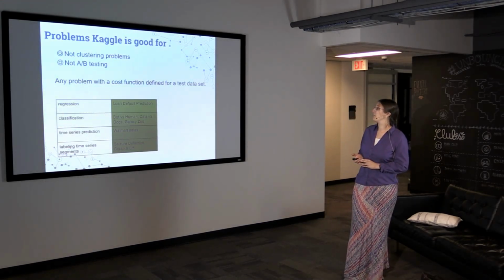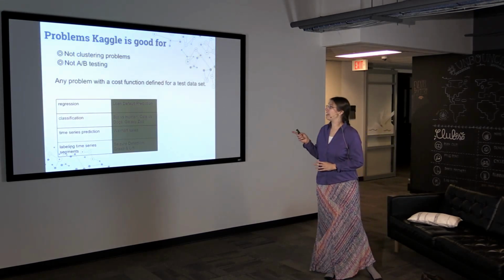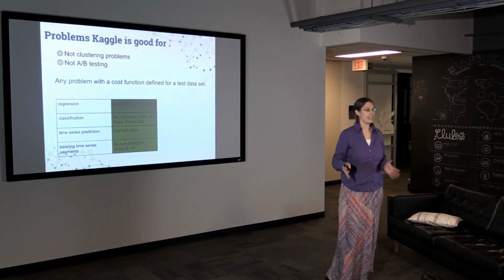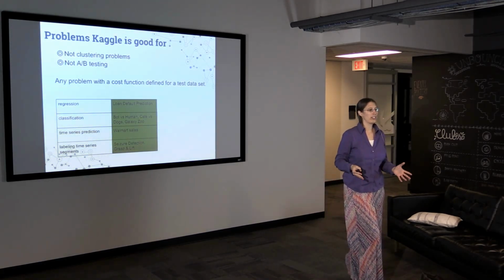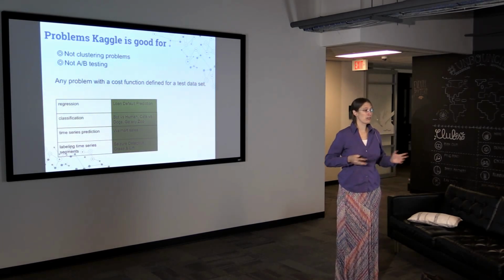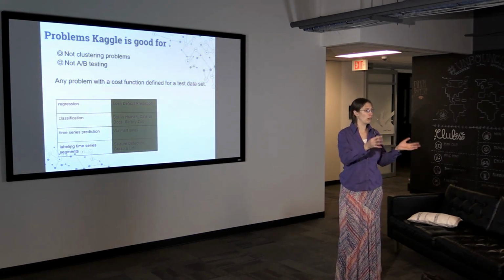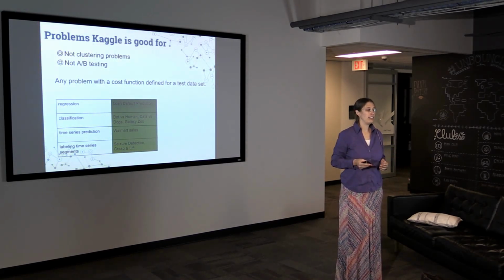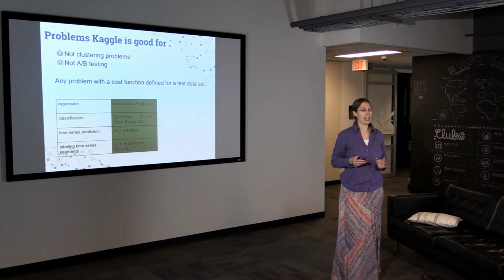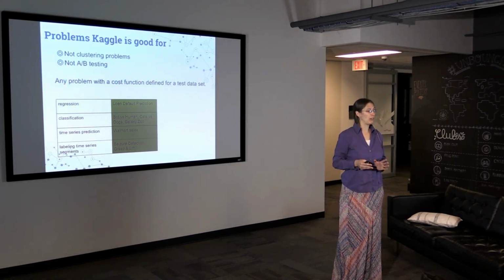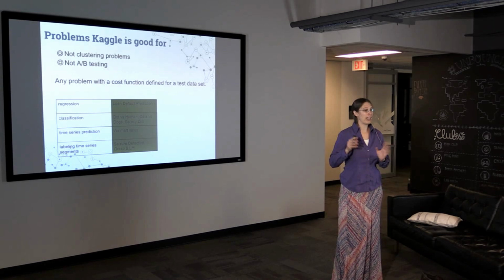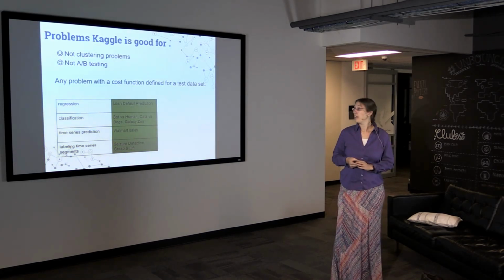So, problems that Kaggle is good for. I should probably start off by saying that a lot of data science work is exploratory. You have some data and you want to go and look for patterns in that data. Kaggle only works for data where you have labeled data, where you want to make a prediction and you have some way to test whether your prediction is correct.